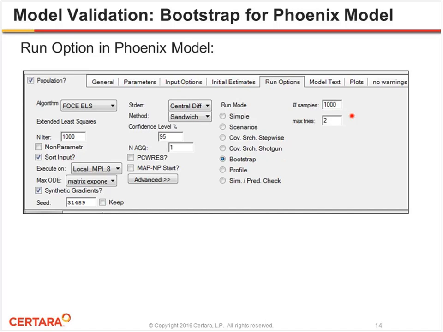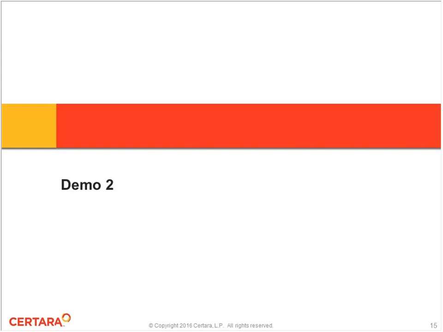So it creates 1,000 data sets from the original data set. There's also a variable for max tries. That means once a particular model fit fails, it will just try a second time. Okay, and that's more or less the setup of the bootstrap for the Phoenix model. With that, I guess, oh yeah, we can go into the next demo.